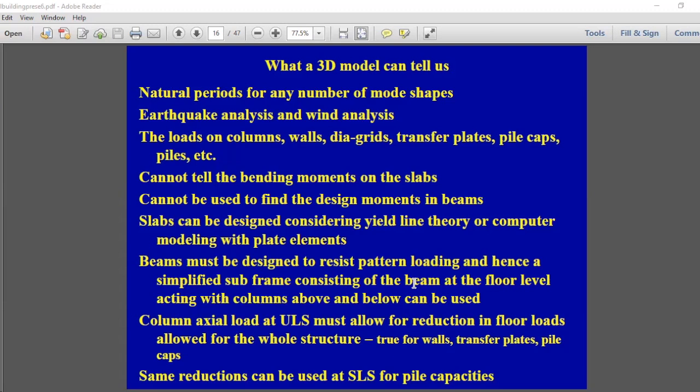So beams and slabs we design separately, but almost all the other elements can be designed by using the 3D model. Any questions on that? Anybody having questions? The important points to be highlighted are that the natural period of vibration will be accurate only if you have allocated the correct mass. Then the 3D model cannot help you to design the individual slabs and beams, and those have to be designed separately.